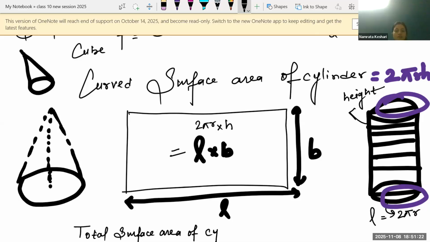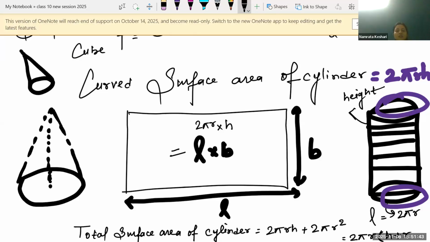Total surface area of a cylinder is equal to the curved surface area, that is 2 pi rh, plus the upper circular lid's area and the bottom circular lid's area, pi r square each, so 2 pi r square. However, here you can take 2 pi r common, and in the bracket we will be left with h plus r. Clear?